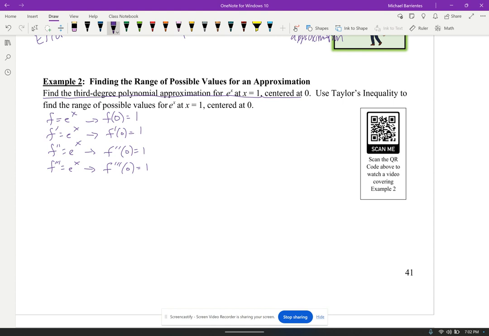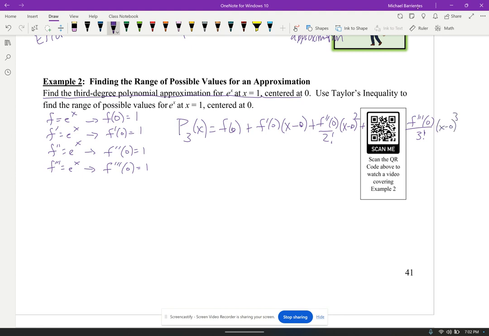Oh, well, that's easy. So therefore, my polynomial third degree of x follows the pattern f of 0 plus f prime of 0 times x minus 0 plus f double prime of 0 over 2 factorial times x minus 0 squared plus, and I'm going to put this one on the other side over here, f triple prime of 0 over 3 factorial times x minus 0 to the third.